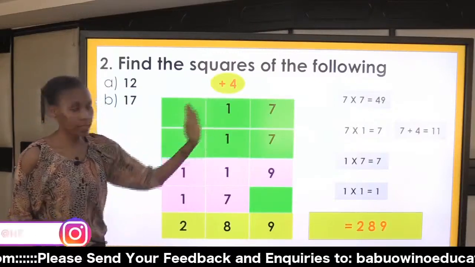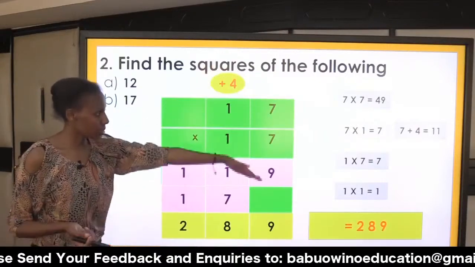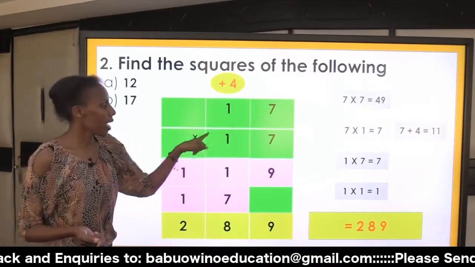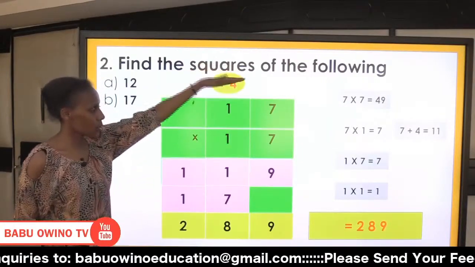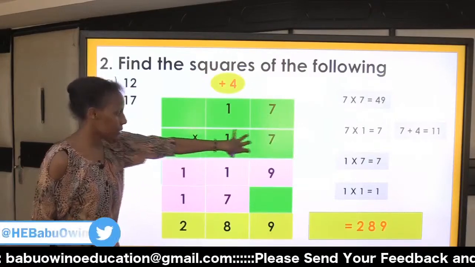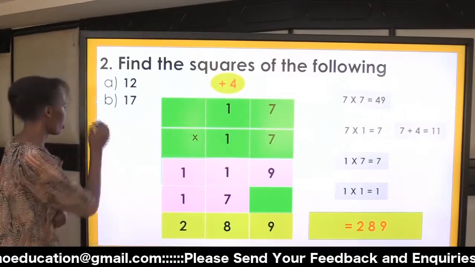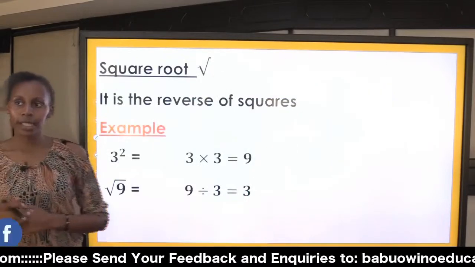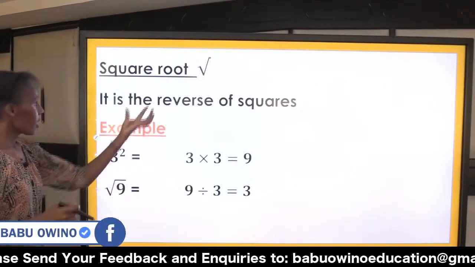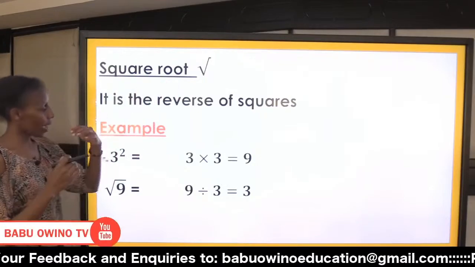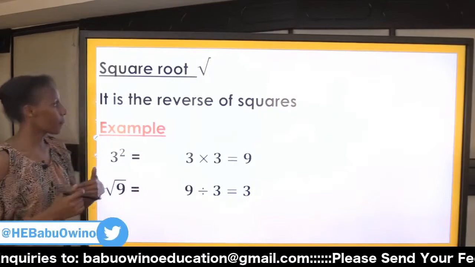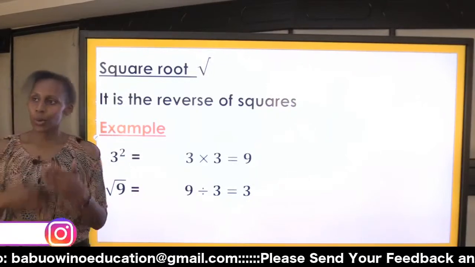So if it's a single digit number, you can use the multiplication table. But if it's a 2-digit number, just write the place value table, and then you make sure you multiply every digit in the first row with the digits on the second row. All right. So what have we learned? We have learned that for the square, you take a number and you multiply that number by itself. How about now the square root?